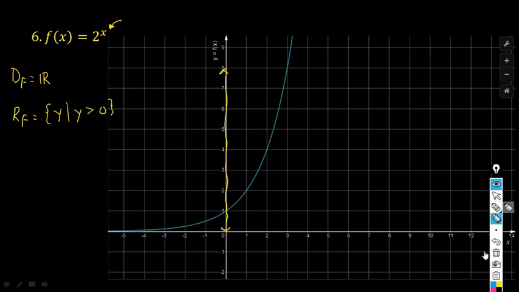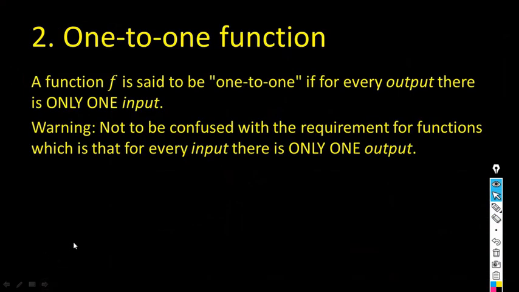Okay, so that's how this works. Okay, now the second concept, the concept of a one-to-one function, una función uno a uno. This is very simple to understand, at least simpler than the concept before.